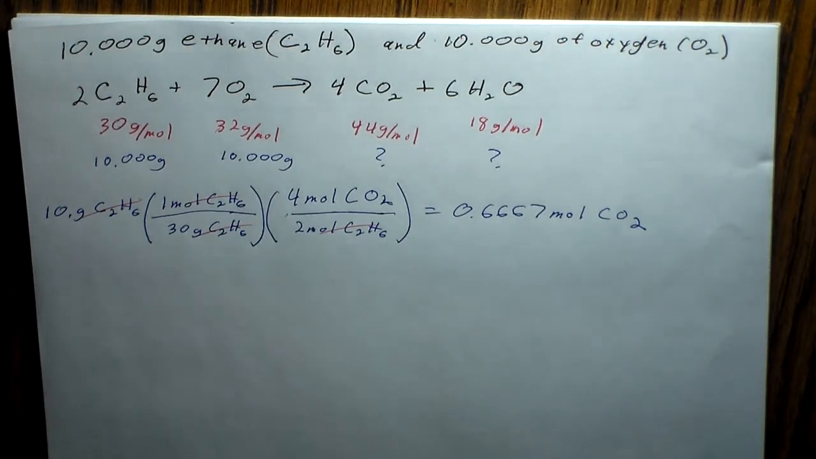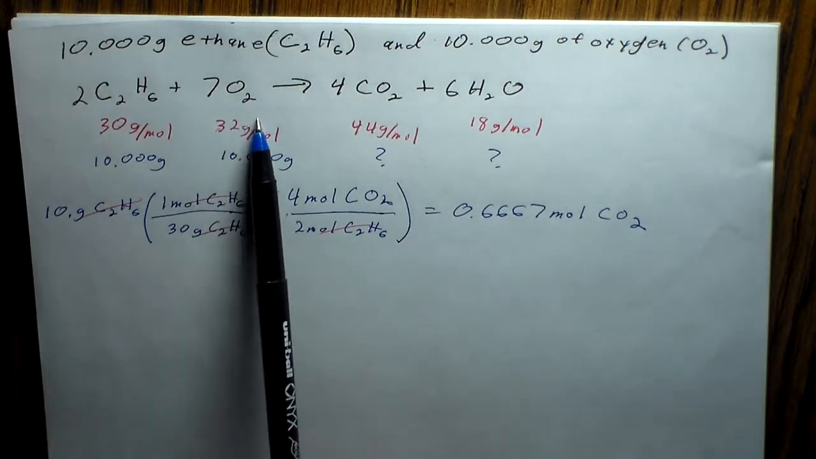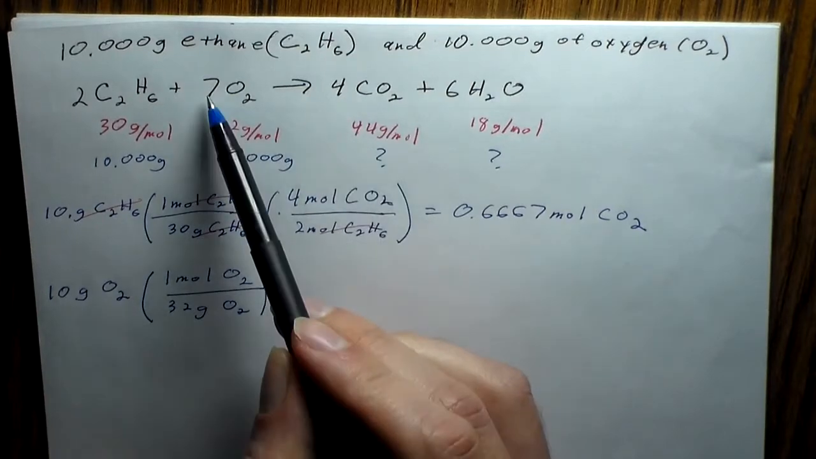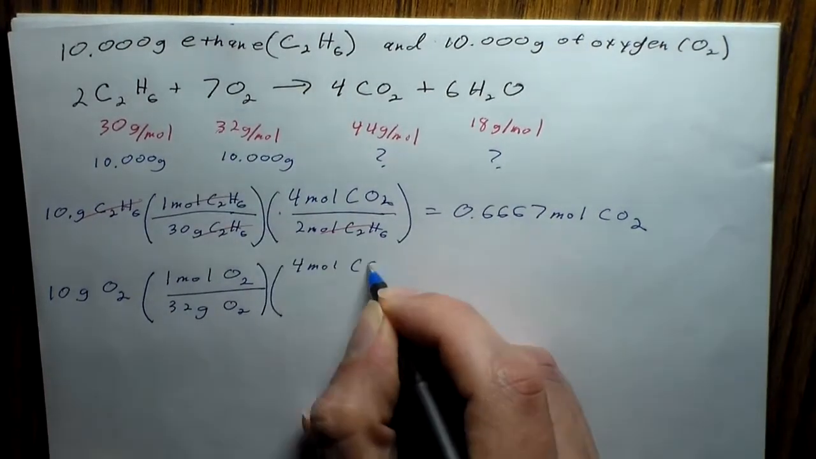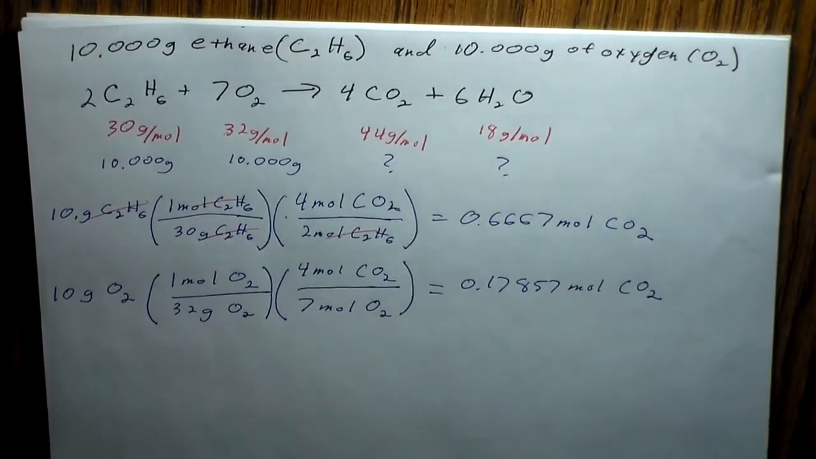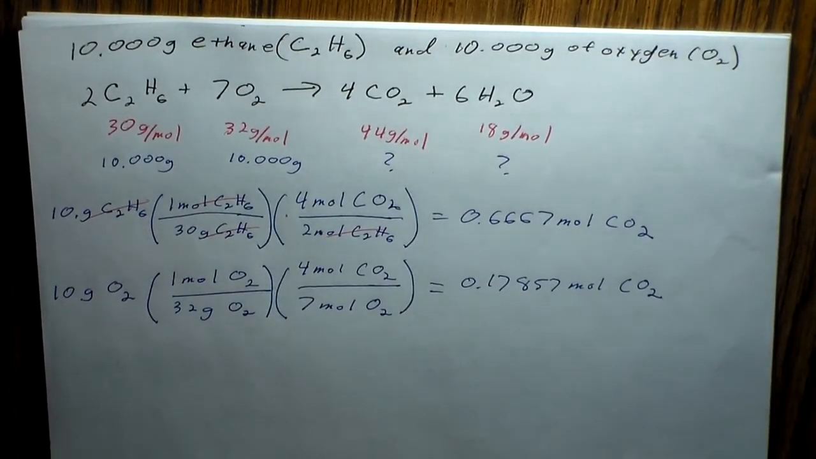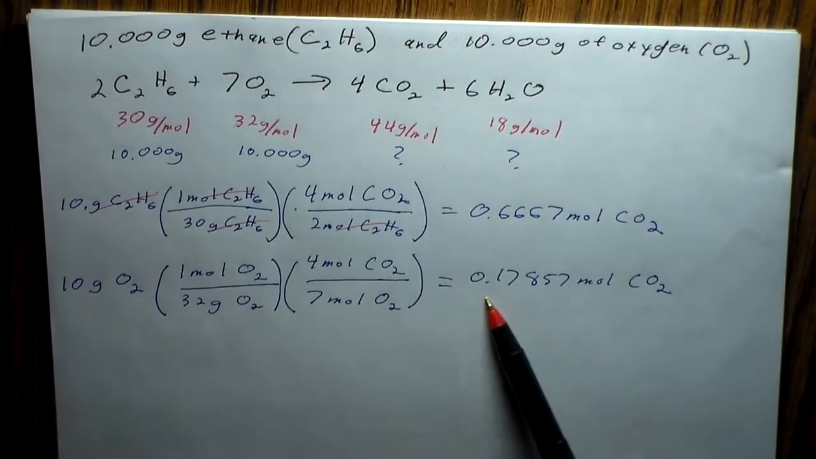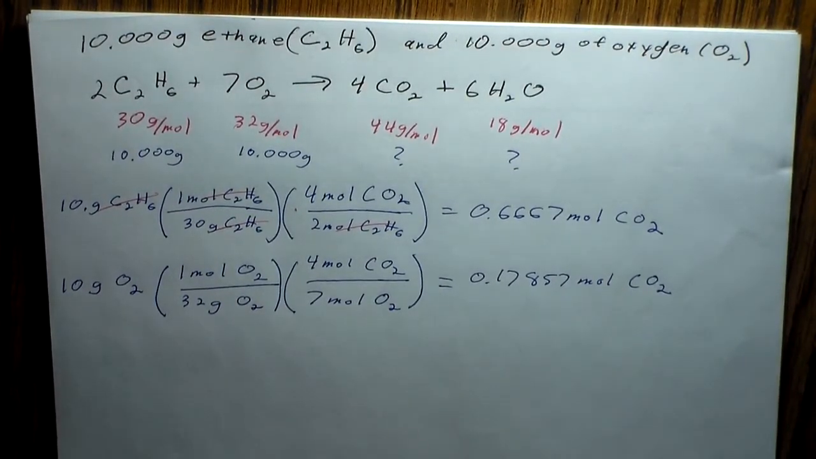Now we'll do the same calculation, except we're going to be using oxygen instead. And in this case, now we have 4 moles of CO2 to 7 moles of oxygen. And when we do this calculation, we get, so of course the limiting one is the one that's going to produce less of the product, because it is of course limiting. So if you look right here, the oxygen produces a smaller amount of the carbon dioxide.